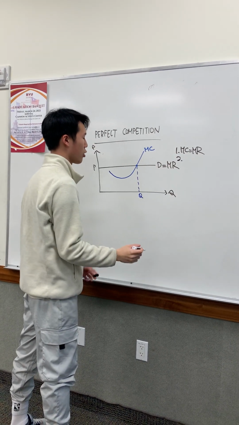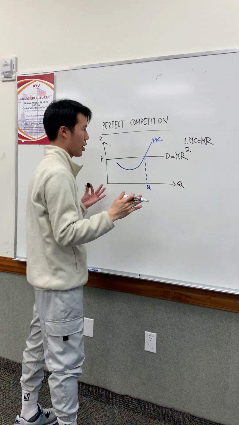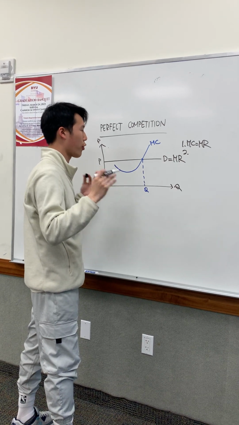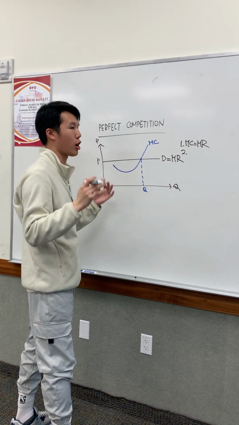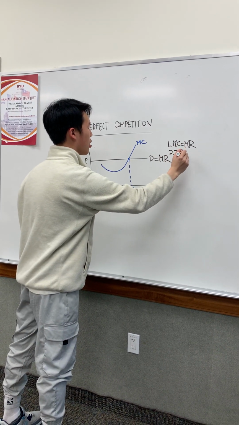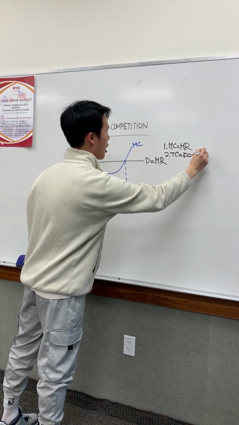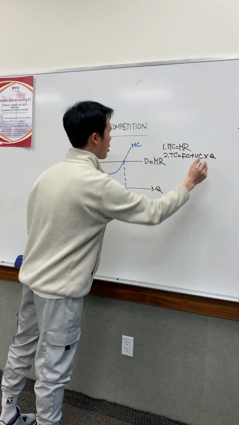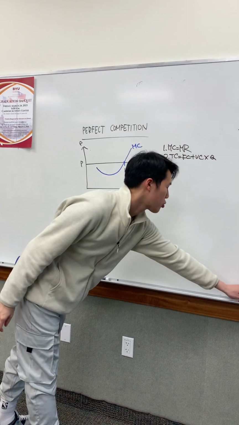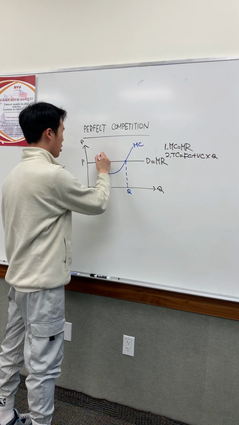We also need to find out the total cost, because in the market you always want to find your profit, and you need your total cost to find out your profit. So the total cost is going to equal fixed cost plus variable cost times quantity, right? In other words, the only difference between total cost and marginal cost would be the fixed cost.